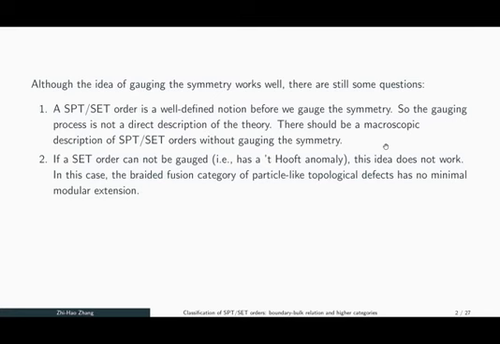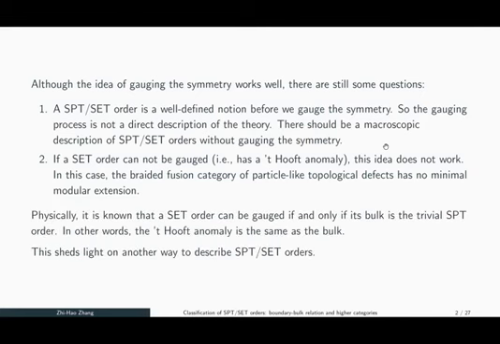And mathematically, we know some examples. Physically we know an SCT order can be gauged if and only if its bulk is a trivial SPT. It means that the 't Hooft anomaly is the same as the bulk. So this gives us another idea to describe SPT or SCT orders, and this is the theme of this talk.